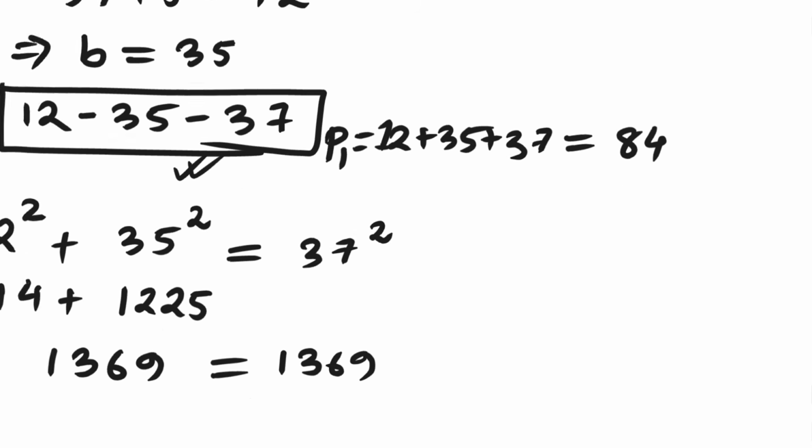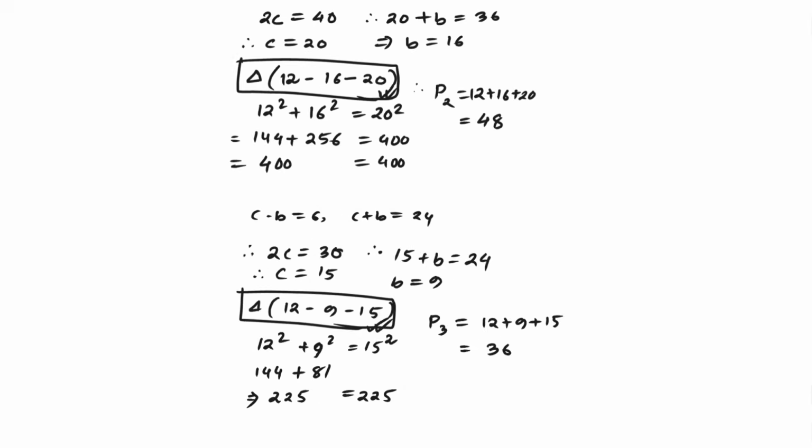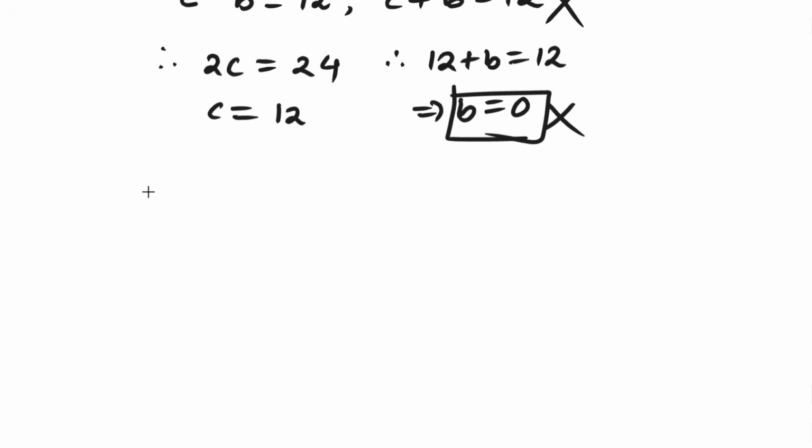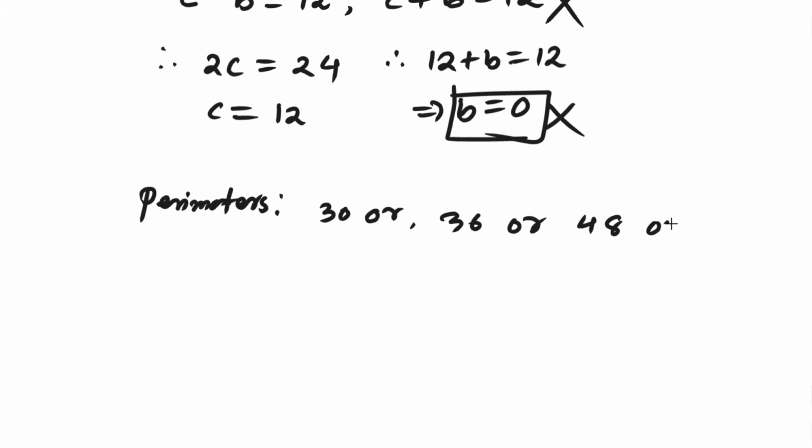Therefore, there is not one unique perimeter. The correct conclusion is that the problem has 4 possible answers, when all side lengths are required to be positive whole numbers. The possible perimeters are 30 units, 36 units, 48 units, and 84 units.